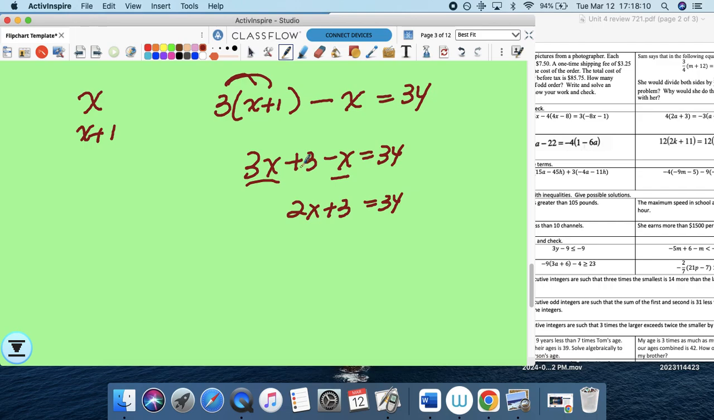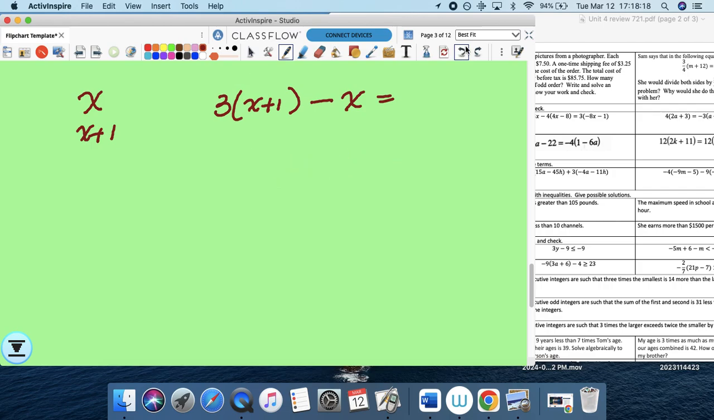Is it 34? Okay, sorry. I know. I made another mistake. Let me go back. Here's my mistake. Let me read the question. So 2 consecutive, so 3 times the larger, that's correct, minus twice the smaller, 2 times the smaller, equals 34. That was my mistake.